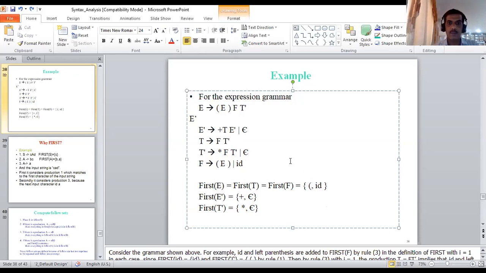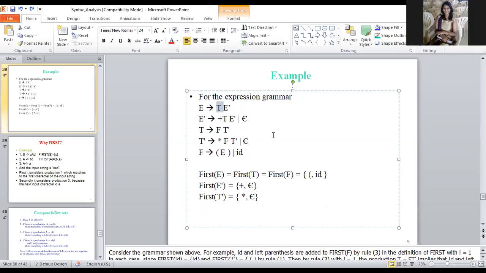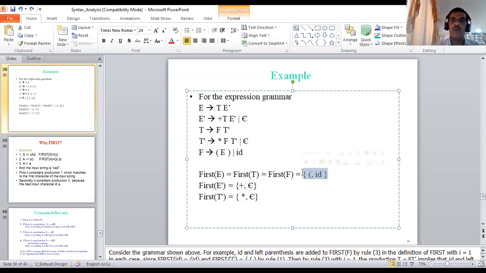Am I clear? Please understand. I'm supposed to replace T by FT dash. My F is replaced by one option, open parenthesis E close parenthesis. My second option is ID. So my first of E is nothing but the first terminal symbol on the right-hand side. Unless you get a terminal symbol, keep on replacing the variable by its production. Once you get the first terminal symbol, use it. It's a set, not a single element, so that's why we are writing it in a flower bracket. So E has got open parenthesis and ID.